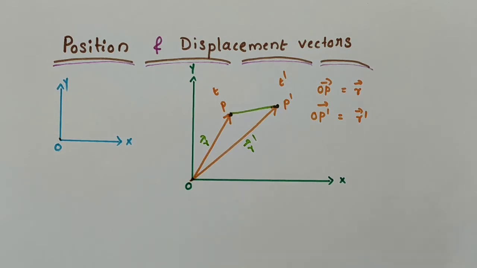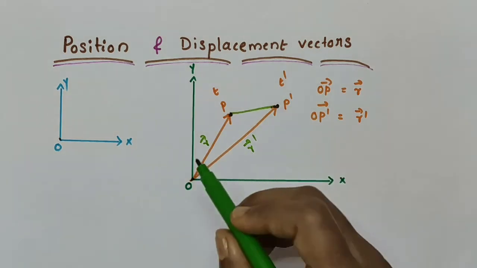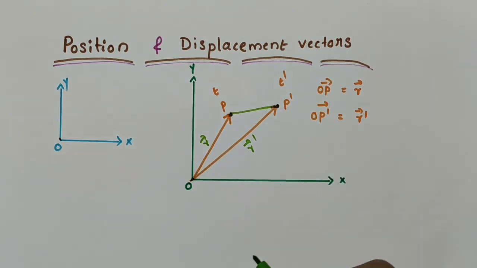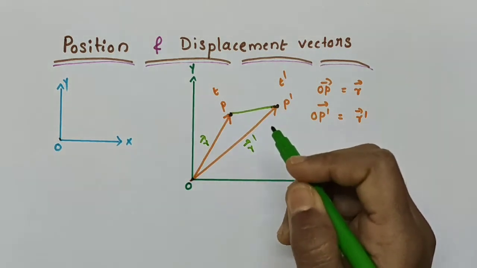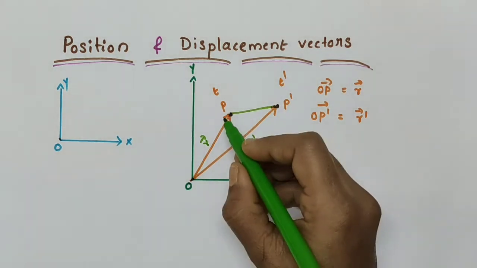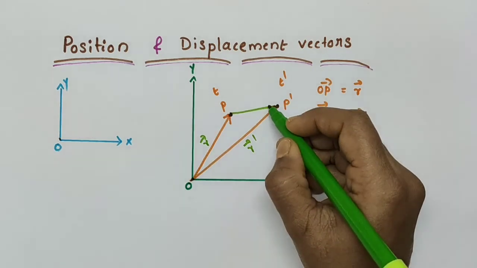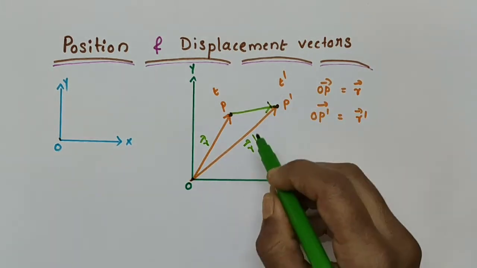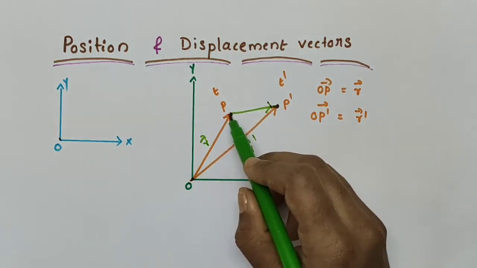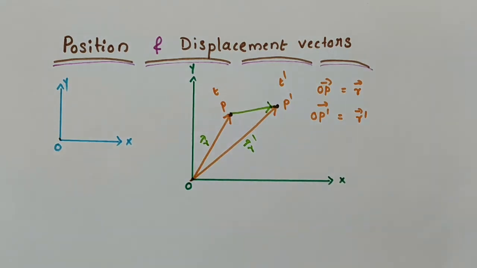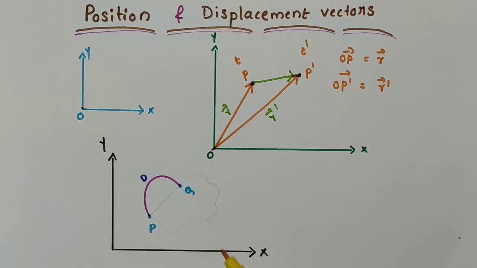And what about its direction? It is directed from the initial position to the final position. So displacement is actually a vector quantity which is directed from the initial position to the final position. So the arrow mark will be like this. The displacement of the object doesn't depend on the actual path taken by the object between the two positions.